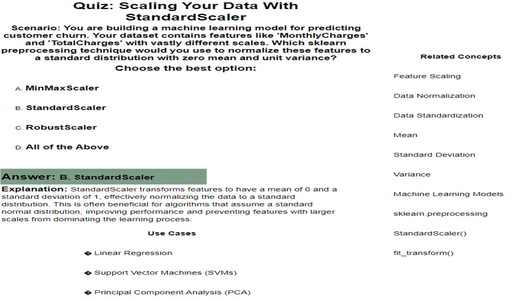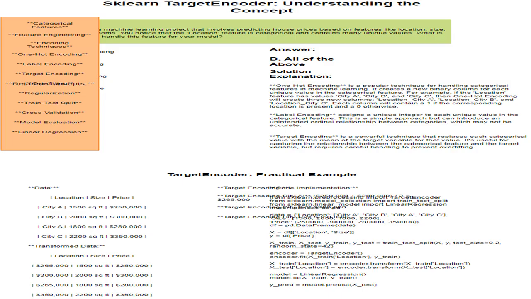You are working on a machine learning project that involves predicting house prices based on features like location, size, and number of bedrooms. You notice that the location feature is categorical and contains many unique values. What is the best approach to handle this feature for your model? A. One-hot encoding. B. Label encoding. C. Target encoding. D. All of the above.